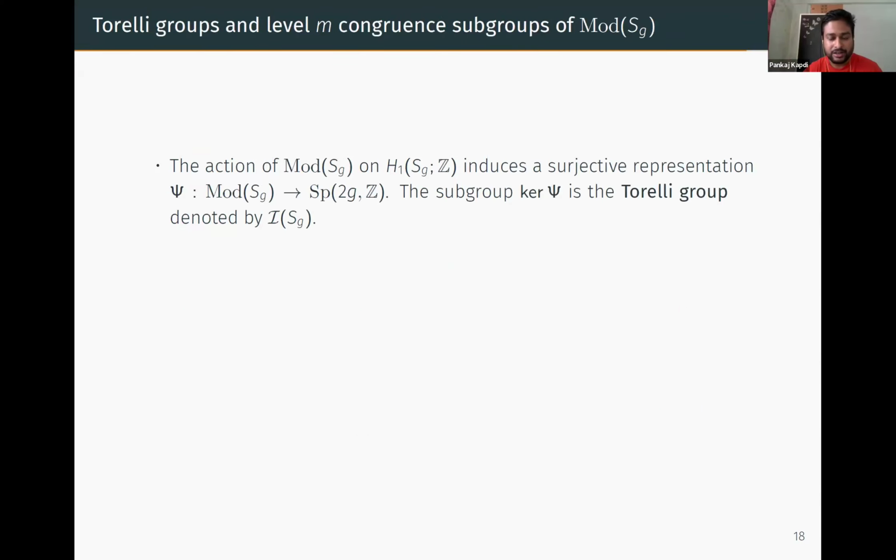Okay, so now I'll define these level M and Torelli groups. You know that the mapping class group, all homeomorphisms, act on the homology. Since this action is invariant under homotopy or isotopy, you get an action of the mapping class group at the level of homology. Since mapping classes are invertible, you get the image in the symplectic group. So there is a symplectic representation, and the kernel is called the Torelli group.